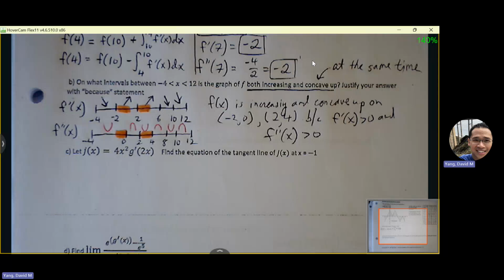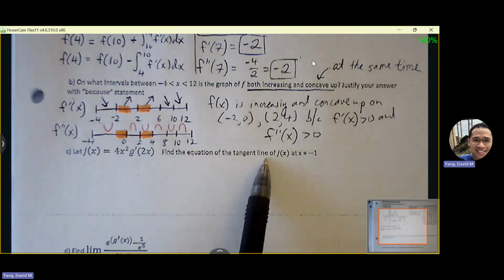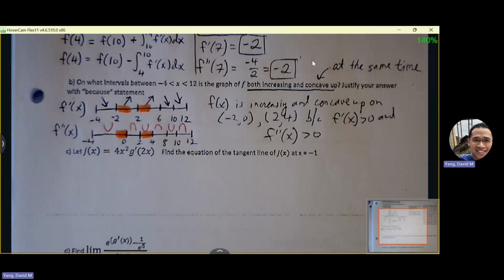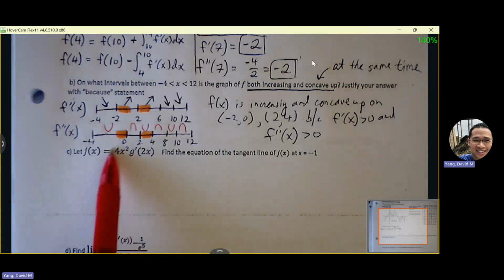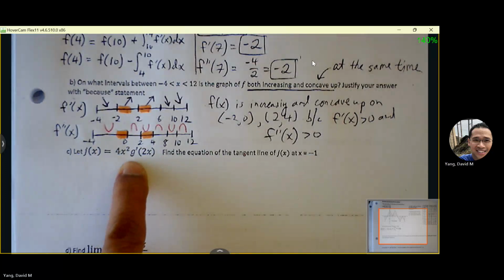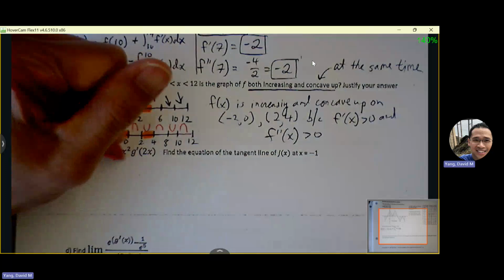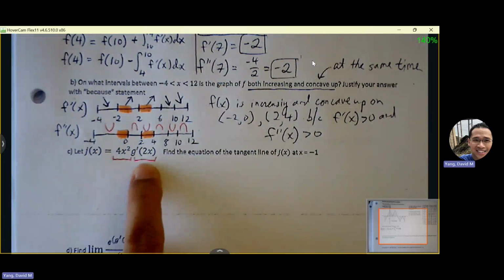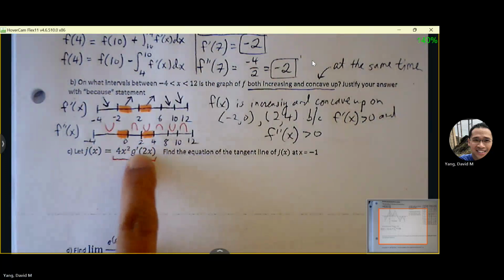Part C, let J equals 4x squared times G prime. Find the equation of tangent lines. So we need to find an ordered pair. We need to find slope. To get to the slope, we got to get to the derivative. To get to the derivative, what is involved here? What rule do we have to use to find our derivative? Product rule. And then within product rule, there's also a function within a function, so it's going to be its own chain rule inside.